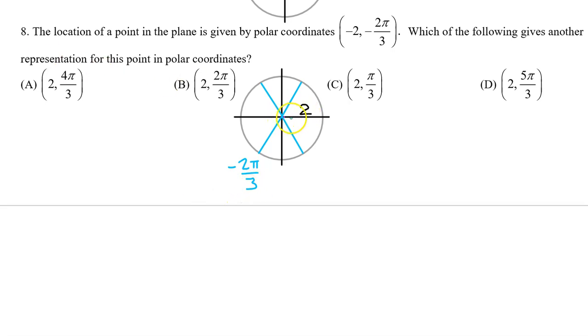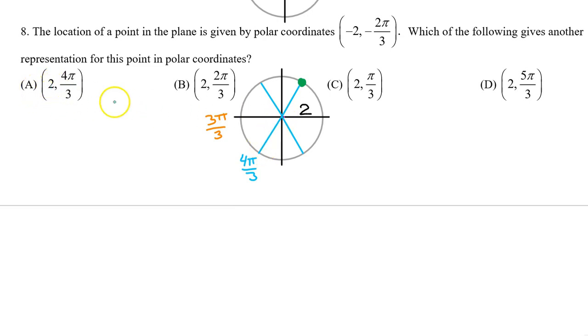However, if the circle shown has a radius of 2, the negative r value will take us in the opposite direction, landing right here in the first quadrant. So this green dot is the target. Let's see if point A hits the target. We can think of pi as 3 pi over 3. So 4 pi over 3 is right here. This does not hit the target.